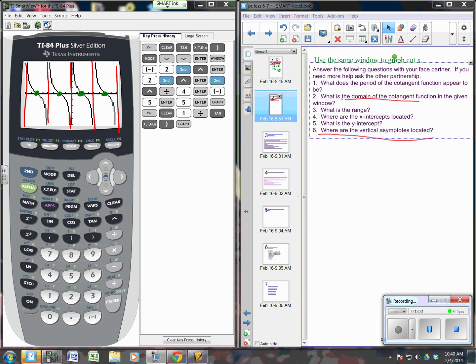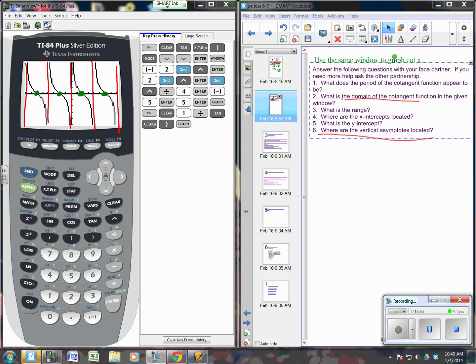Question number 5. What is the y-intercept? There is none. You need to know that, because the answer is that there are not any. Because there's an asymptote there, so it's never going to cross the y-axis. And so we've answered all those questions.